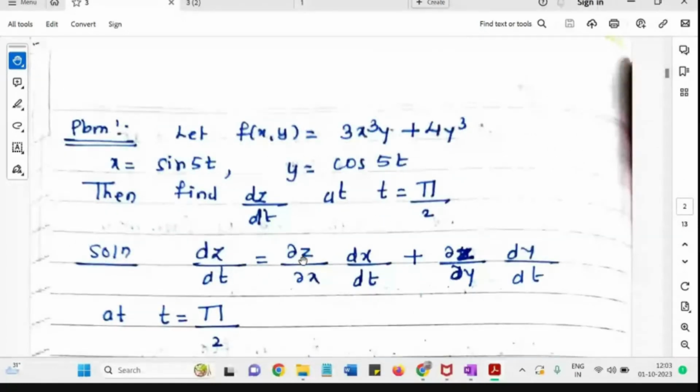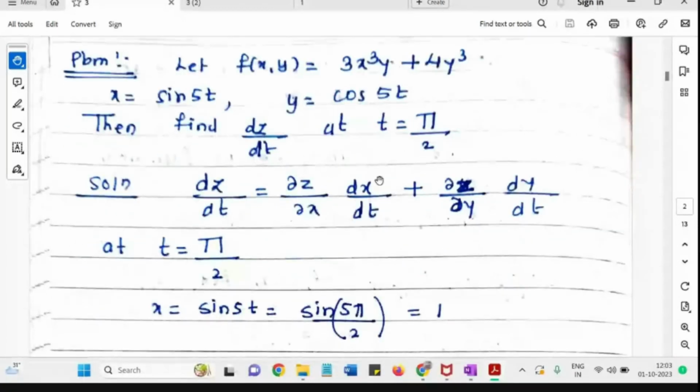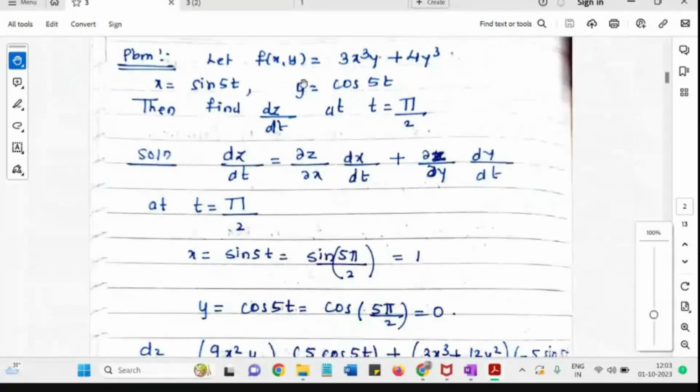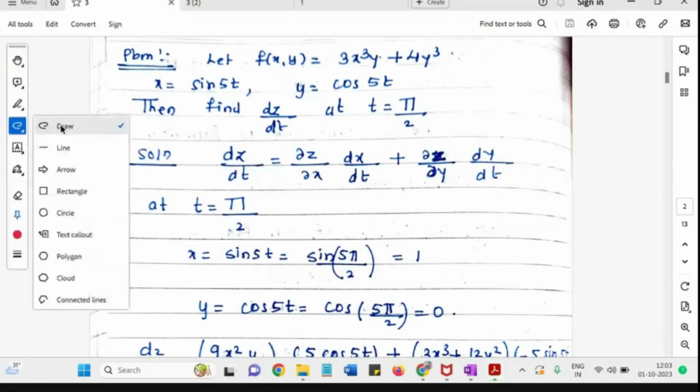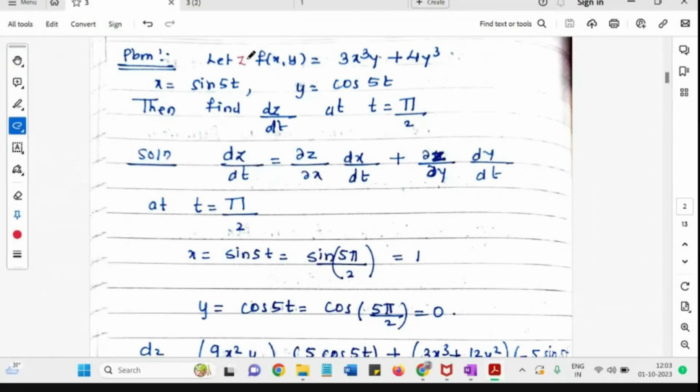Okay, so here is one example. I wanted to attempt this question, and that's the reason why I stated the chain rule in that particular format. So I have a function f of x comma y given by 3x cubed y plus 4y cubed. And my x is equal to sine pi t, y is equal to cos pi t. My z is nothing but my f of x comma y. I'm sorry, I should mention that. So let z is equal to this. So my question is find dz by dt at t equal to pi by 2.